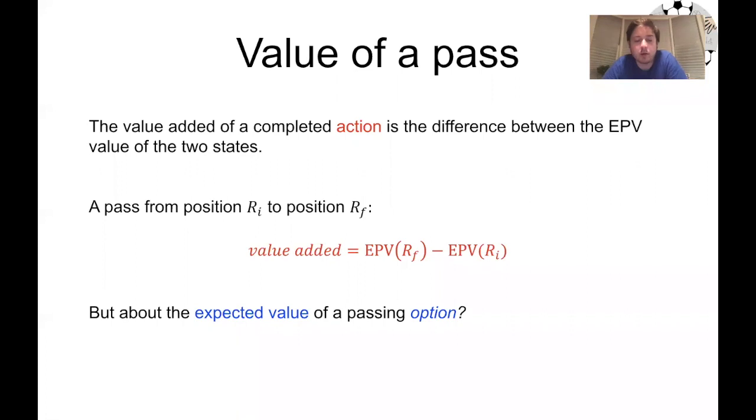So just to reiterate, the value added of a completed action between two states is just the difference between the EPV values of the two states. So for example, if a player passes the ball from position Ri to final position Rf, the value added is the EPV value at Rf minus the EPV value at Ri. But what about when the player in possession of the ball is surveying the passing options and wants to pick the best option? How do we put an expected value on each of those options?